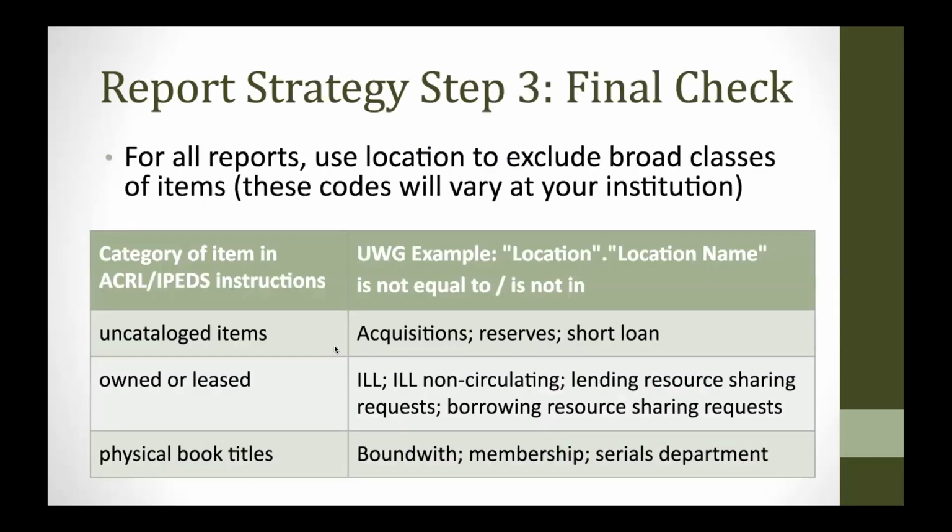The last step is just a final check. And here's where we use location to exclude broad classes of items. In this case, the three examples that I wanted to show you were for uncatalogued items, which are often excluded from these counts. We exclude the locations of acquisitions, reserves, and short loan. Those items are cataloged, but they're not cataloged completely, so we do exclude them.